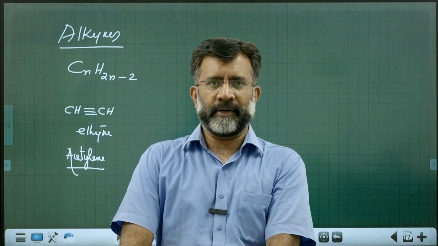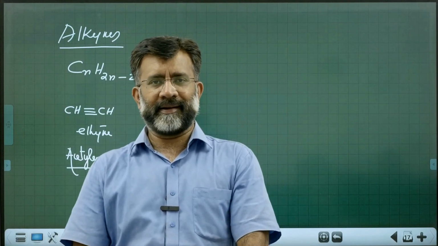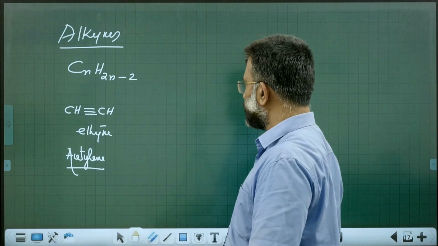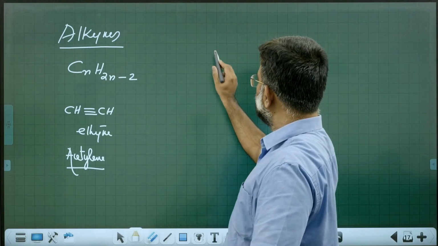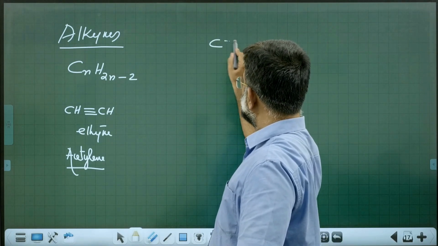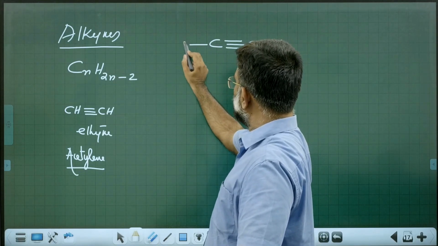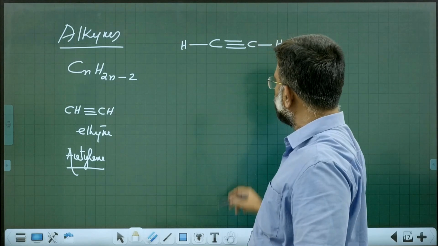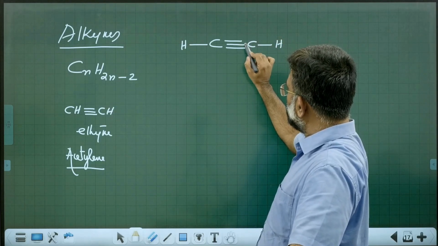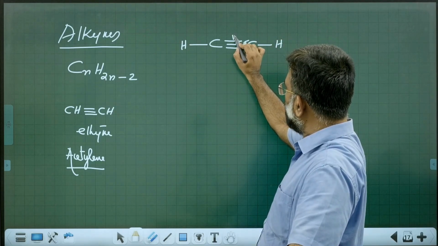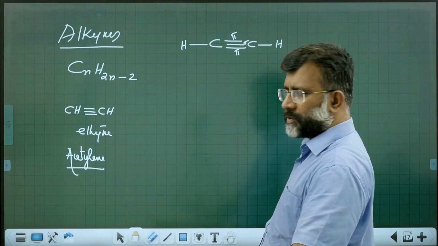And the speciality of alkynes, known to all, is that they undergo sp hybridization. This is sp hybridized carbon. There is a carbon-carbon triple bond connected to the two hydrogen atoms like this. Of the triple bond, one is a sigma bond and the two are pi bonds.